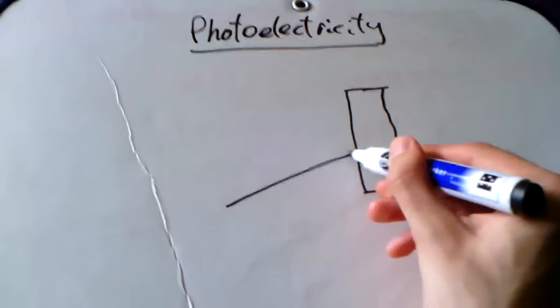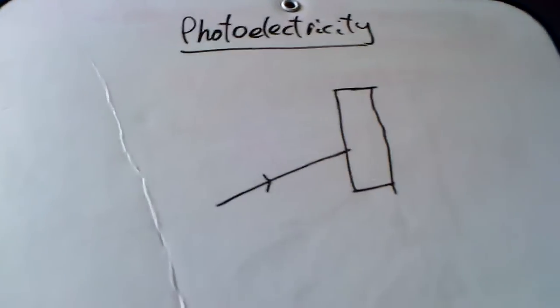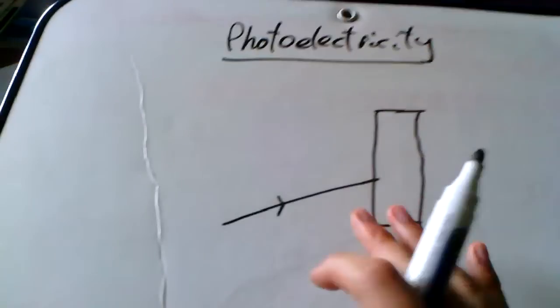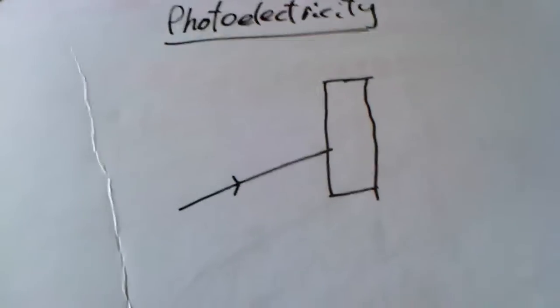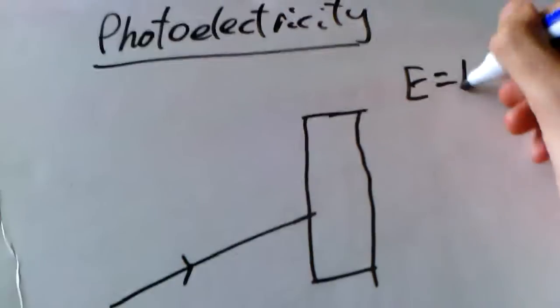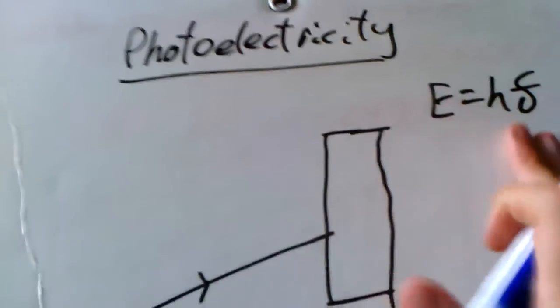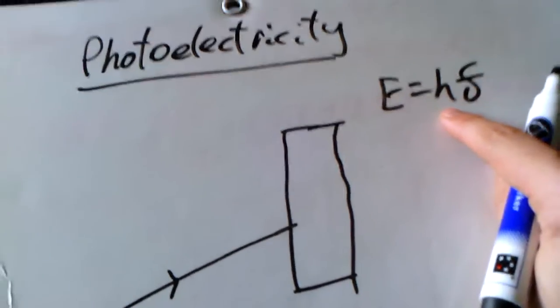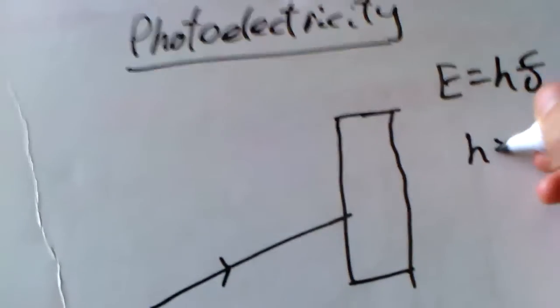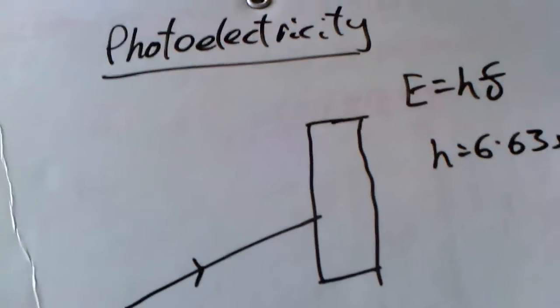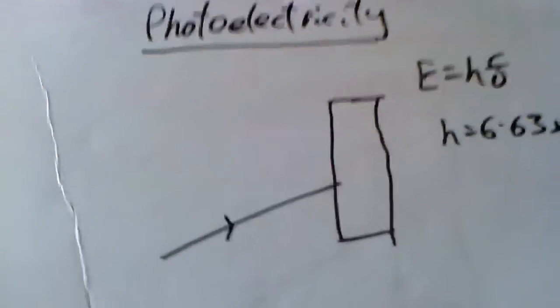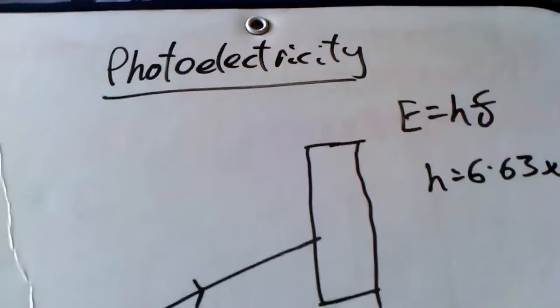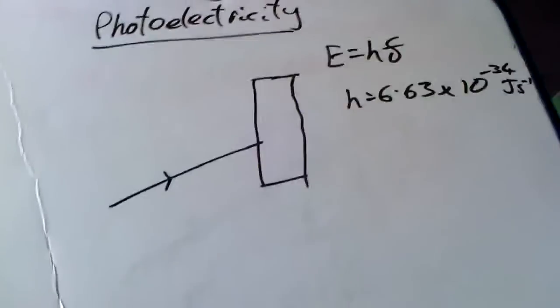So let's see, we've got a frequency of radiation here. It is the frequency of radiation which affects the energy of the photons emitted on the metal surface. Remember, photons are the little packets of energy of light. If we look at this equation, which we've probably seen before, E equals hf, where f is the frequency and h is Planck's constant. It's one of the smallest numbers, 6.63 times 10 to the minus 34, and it's joules per second, I think.